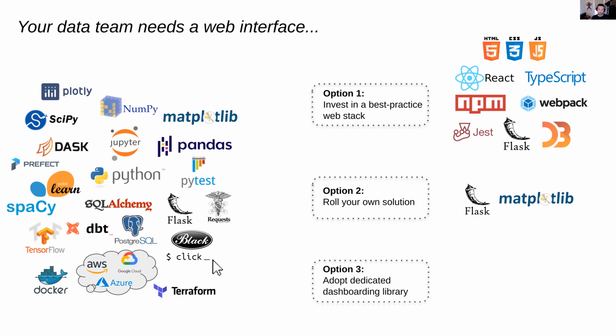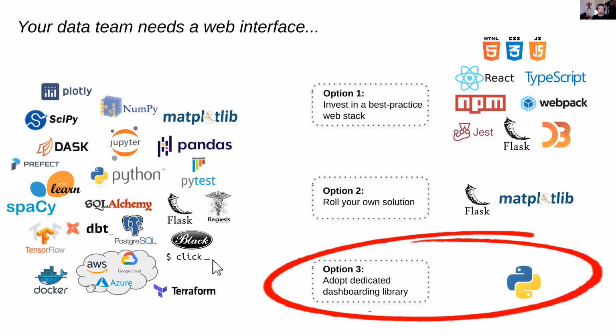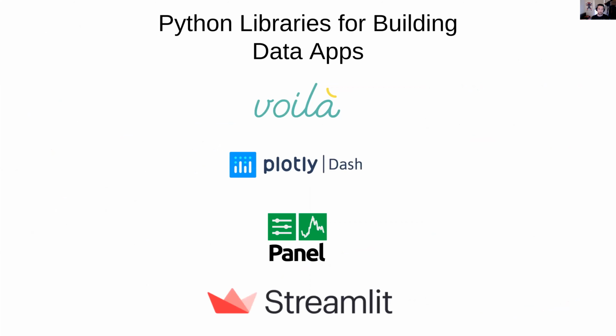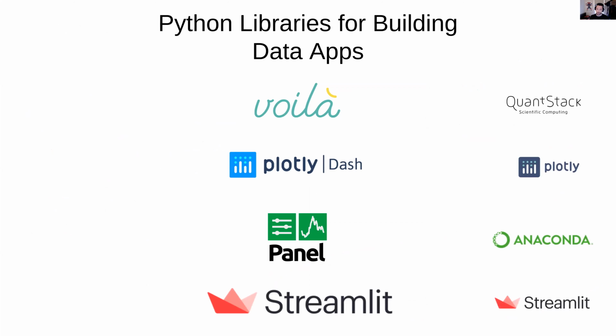You have option three: you can adopt a dedicated dashboarding library. So really I'm saying, why choose a big data stack and a modern web dev stack when you can have one Python library to add to the things on the left-hand side? The libraries we'll be looking at today are Voila, Dash, Panel, and Streamlit. They're all open source, and they've all got companies behind them, so there are people maintaining them. There's a community as well as commercial companies operating alongside.